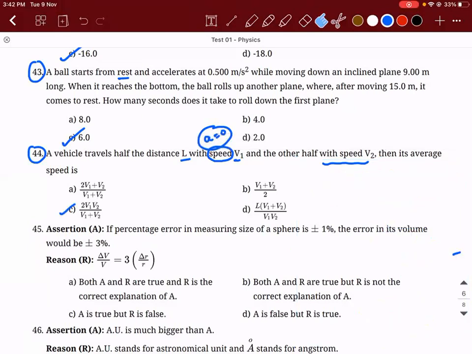So moving on to the next one, 45th question. The assertion is, if the percentage error in measuring the size of a sphere is plus or minus 1%, the error in its volume will be plus or minus 3%. Correct?